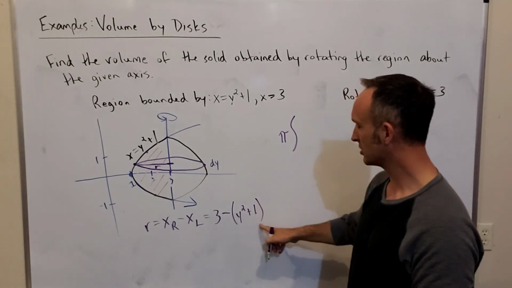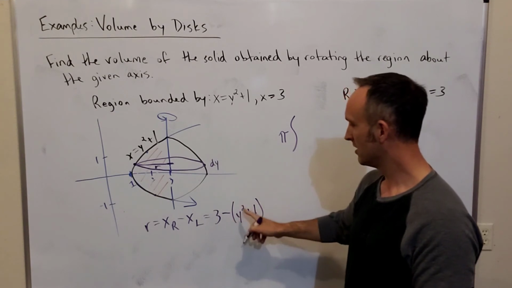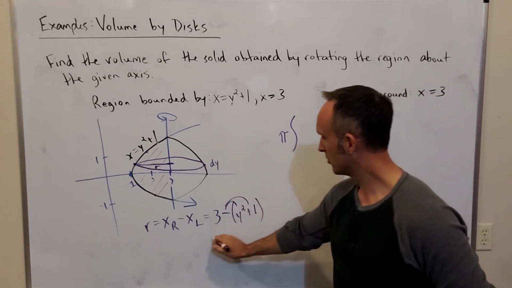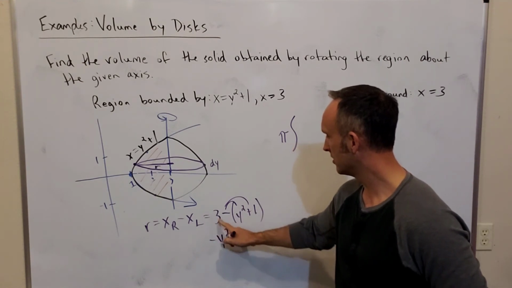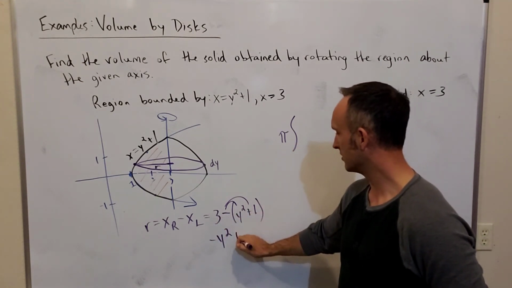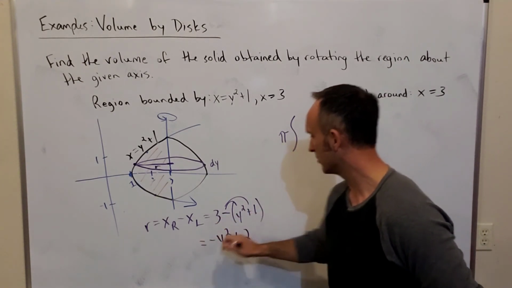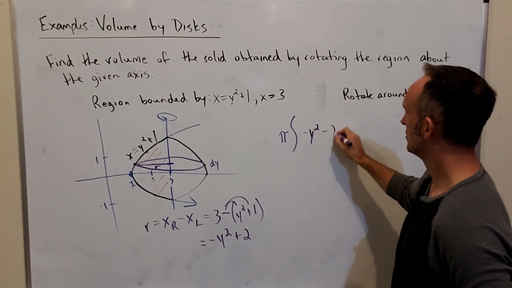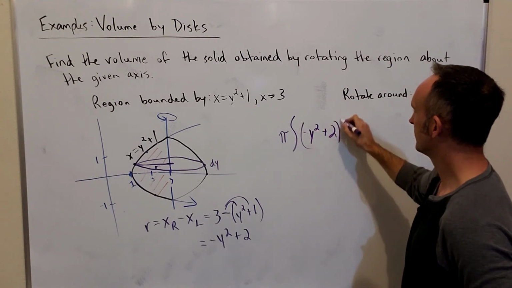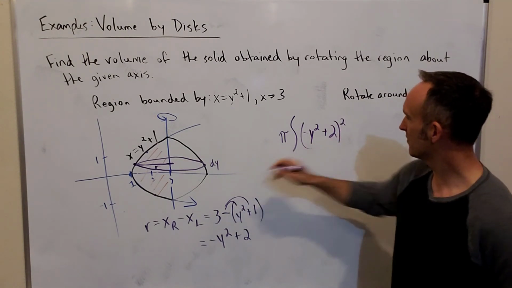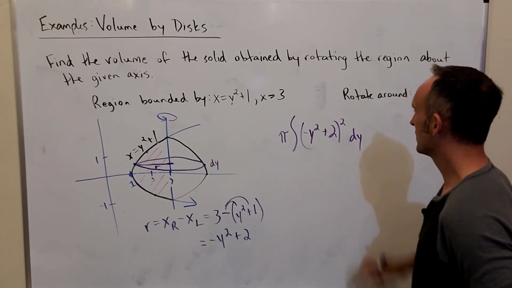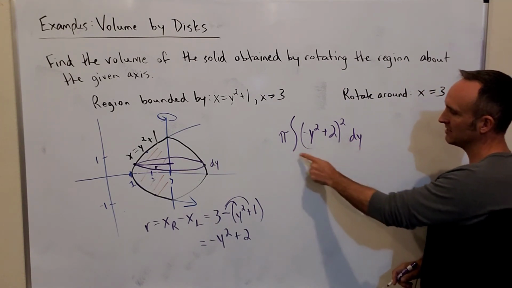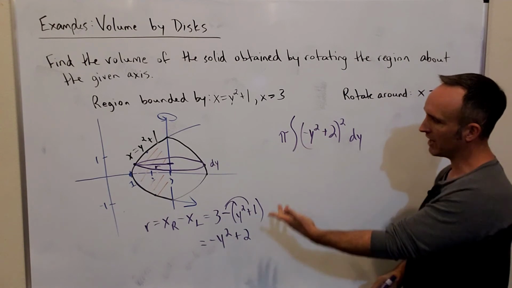So to get the volume, we need to do the integral of pi times the radius squared. Now let's go ahead and clean this up a bit before we write it squared over here. So I'll distribute my negative. So I get negative y squared. 3 minus 1 is positive 2. So that's my radius. So pi times my radius squared times the thickness of the disk dy. And since I'm integrating with respect to y, I need to put limits of integration that are y values.